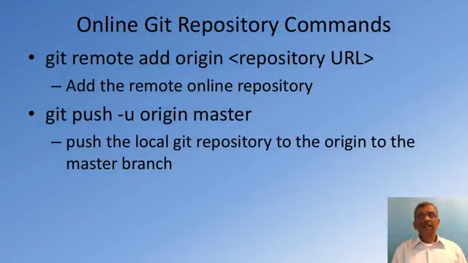So reviewing the commands for setting up the online Git repository, the first one that we just did, git remote add origin and the repository URL, will add the online repository as the remote repository for my local Git repository. Once I do that, then I need to push my contents to my online repository. For that, I do git push -u origin master, and this command will push the local Git repository to the online repository. So let's type that at the command prompt.